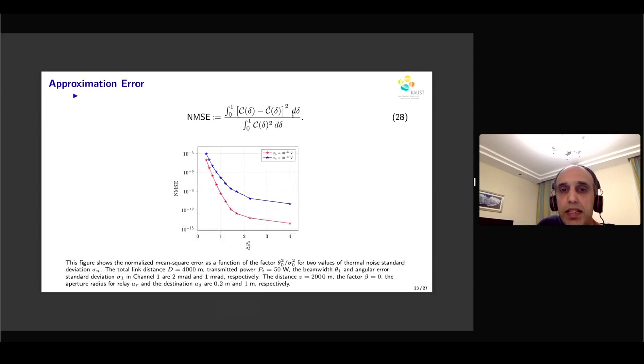So this is the normalized mean squared error for my true channel capacity and the approximate one, and we see that as the ratio of your beam width squared to the pointing error variance squared in channel zero improves, your normalized mean squared error also improves. So as you get bigger here, your normalized mean squared error becomes smaller.